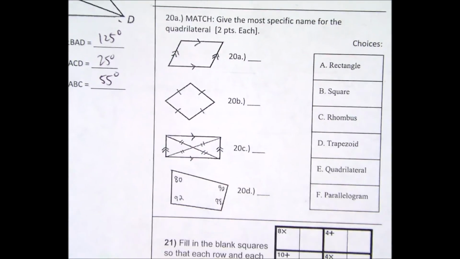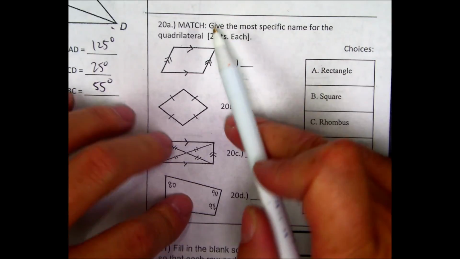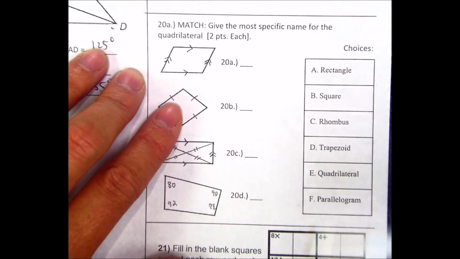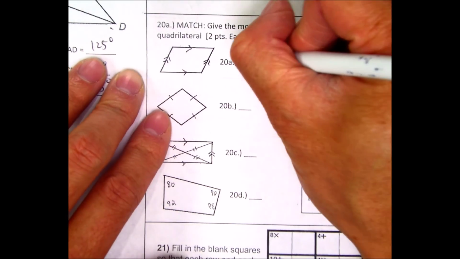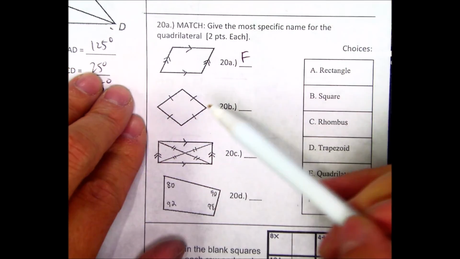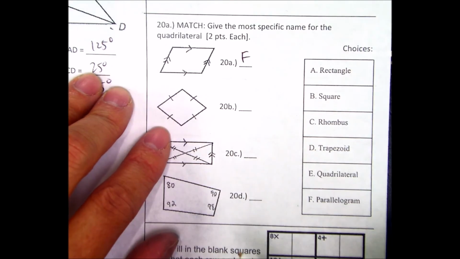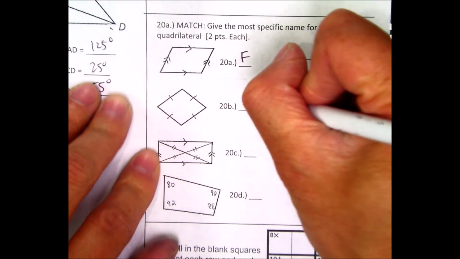Question number 20, you just need to match. Give the most specific name for the quadrilateral. So I see two sets of parallel lines. That would be a parallelogram. I notice I have all sides are congruent, but I notice that there are no right angles, so that would be a rhombus.